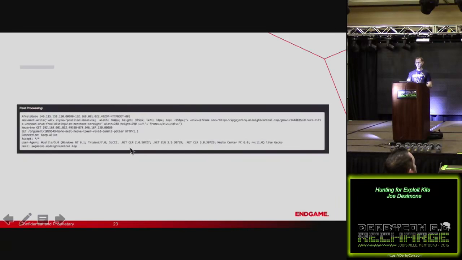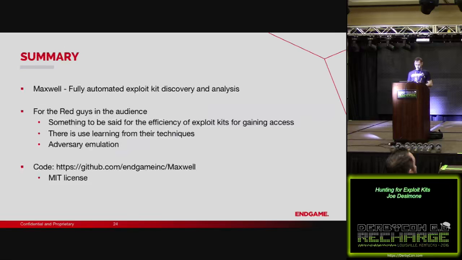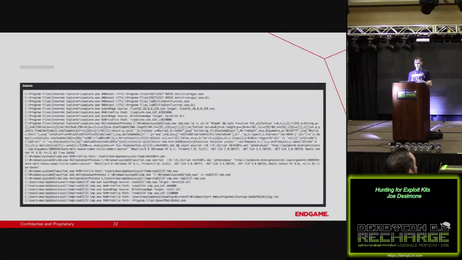So it'll pull out the GET request, the actual payload, and it'll label it, hey, this is Neutrino, because this GET request looks really familiar to me. And you can see the host name in there. I gotta go back one. And then this is the output of the event.